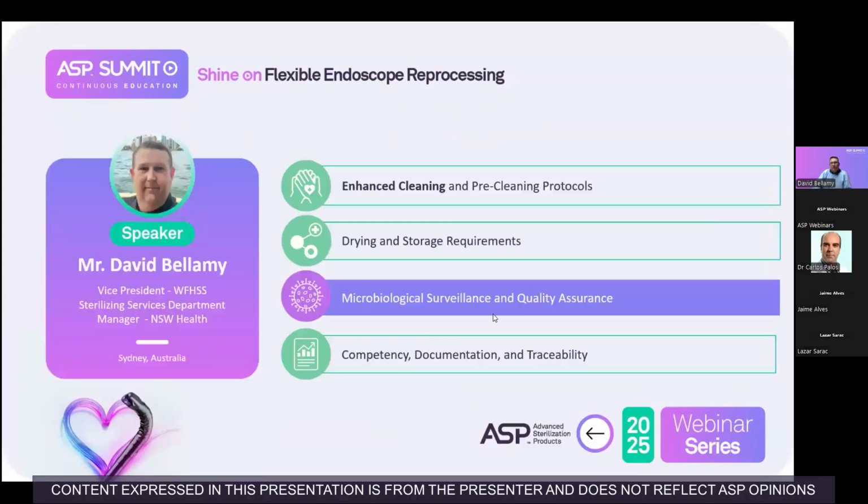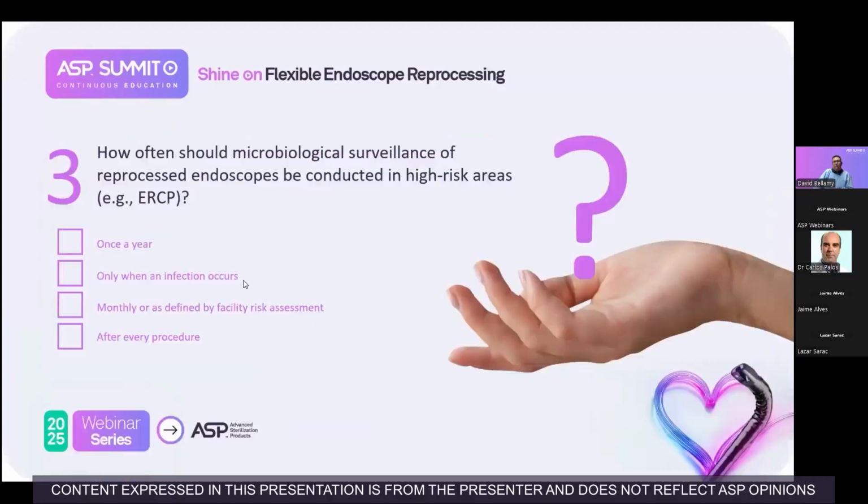Okay. So going into another one is the surveillance and the quality assurance of our scopes. Again, just to see what everybody's doing throughout there, we're going to go to another poll, and this one is, how often should microbiological surveillance of reprocessed endoscopes be conducted in high risk areas? So for ERCPs, duodenoscopes, bronchoscopes, like that.